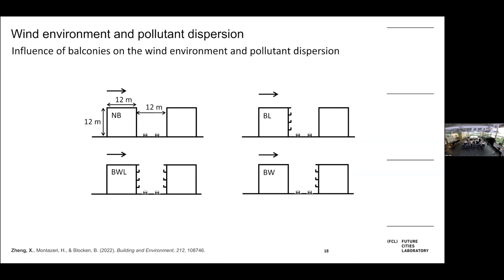The electric vehicle is not that popular, so we still have air pollution, and it's the major source of the air pollutant at the pedestrian level. So those are vehicles. So we add the pollutant source at the area where we may have the vehicles. And we have four cases to study.